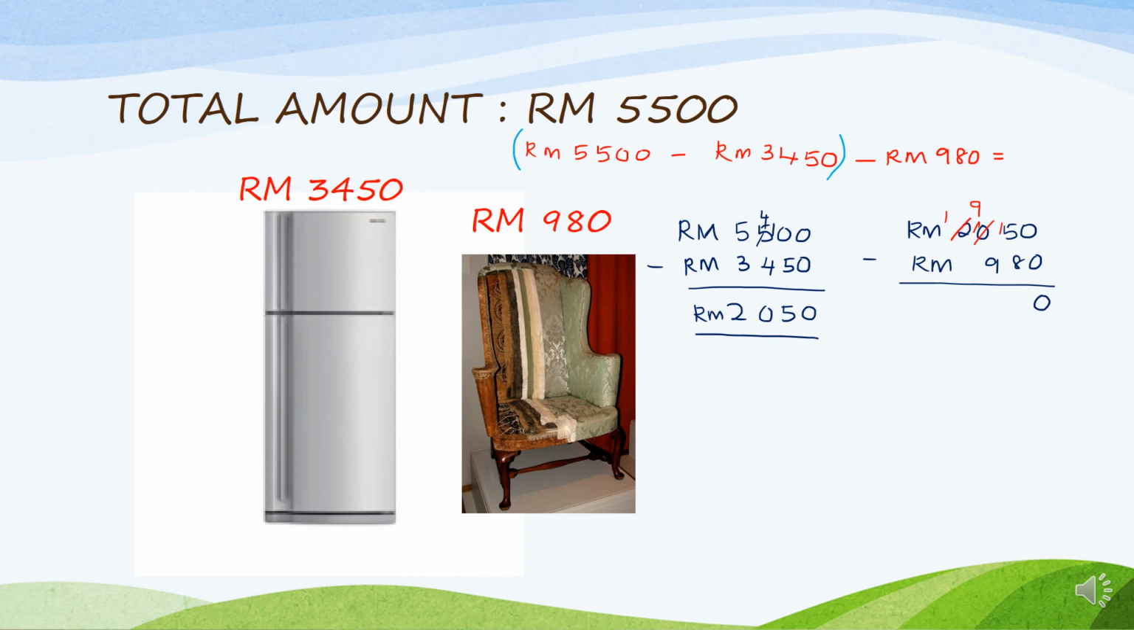15 minus 8, 7. 9 minus 9, 0. There is no number to minus this one, so you copy down the 1 and then your answer will be 1070 ringgit. RM 1070 ringgit. I hope you understand.